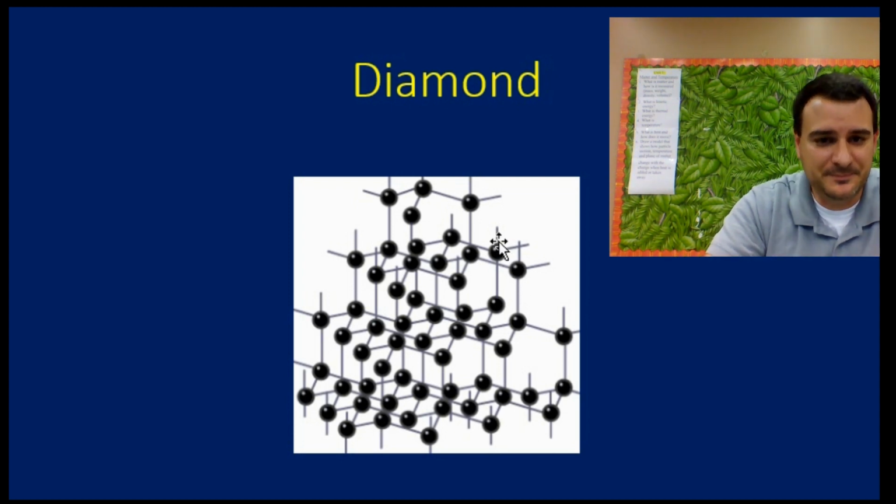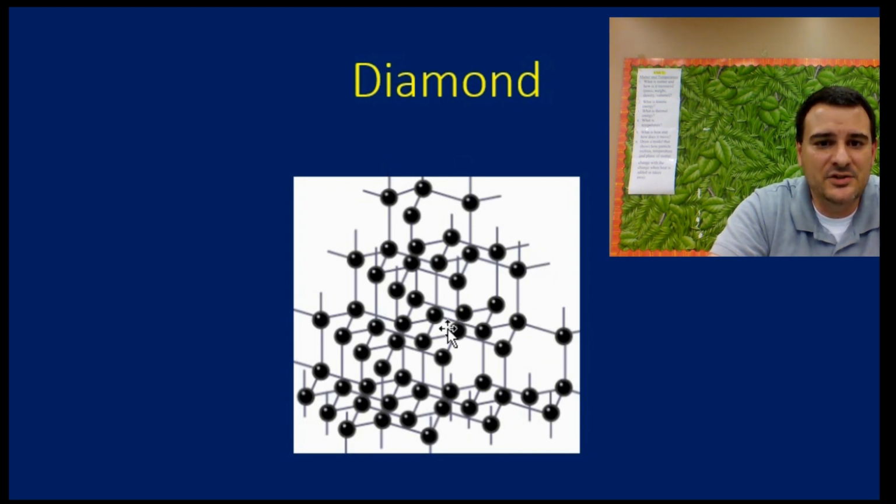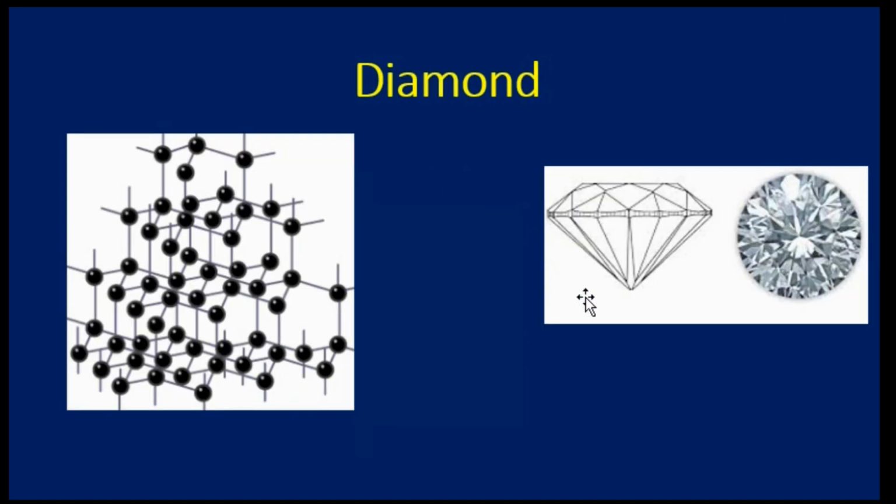Well, why does that happen? That happens because you can cut them along these edges. So they're very, very hard here in the center, but they have this edge right here that can be cut. So when you cut a diamond, you're actually cutting along the edge of where all these atoms are. So it's very strong here in the middle, and it's weak right here where you can cut along the edge and make it very shiny.